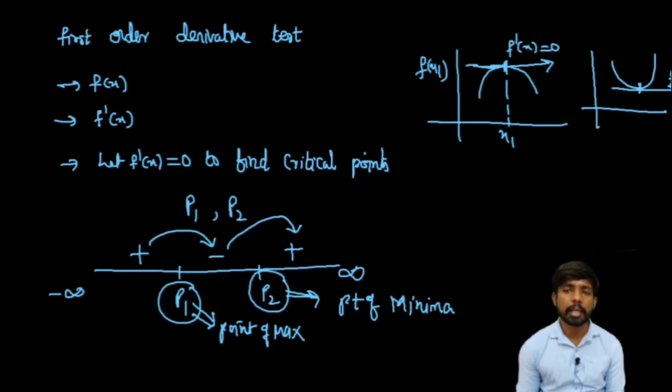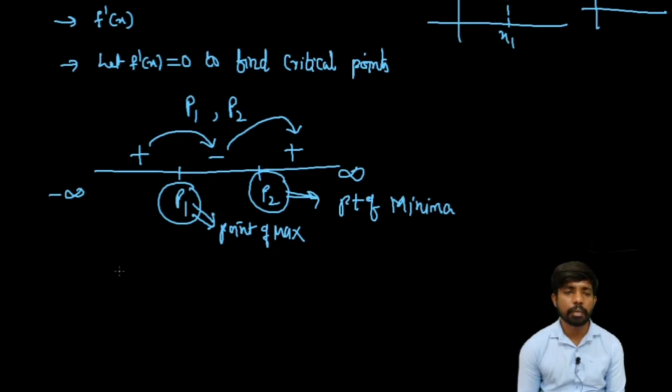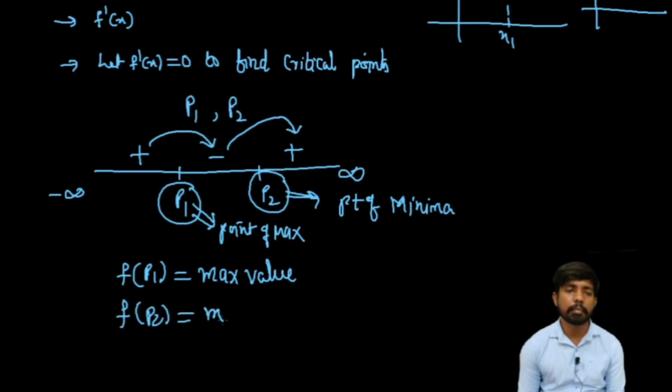In order to find the maximum value or minimum value, substitute P1 in the function. It will give you the maximum value. Substitute P2 in the function, and you will get the minimum value.